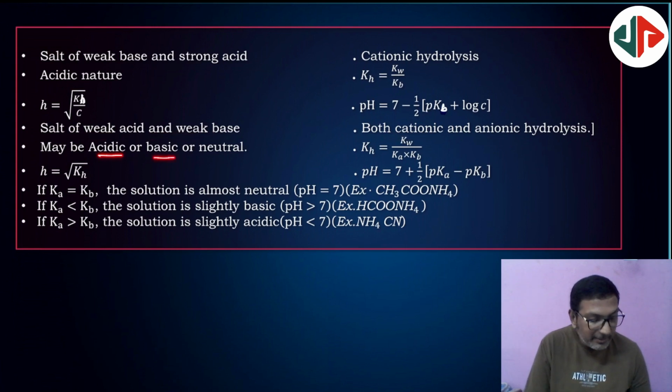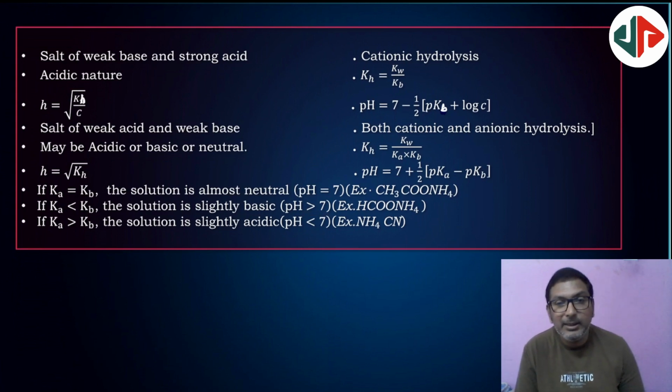Salt of weak acid and weak base, both cationic and anionic hydrolysis. So it may be acidic, basic or neutral, that depends on Ka and Kb values. Kh equal to Kw by Ka into Kb. h equal to root Kh, so h is independent of concentration here. If Ka equal to Kb, where Ka and Kb are dissociation constants of acid and base, the solution will be neutral, pH 7. Ka greater than Kb, solution will be acidic, pH less than 7. Ka less than Kb, basic, pH greater than 7. So salt hydrolysis is very, very important. Here no hydrolysis in case of strong acid and strong base.